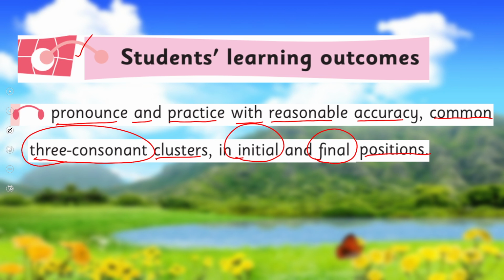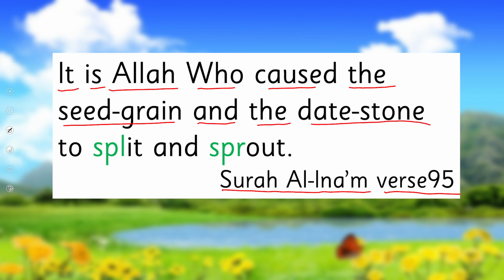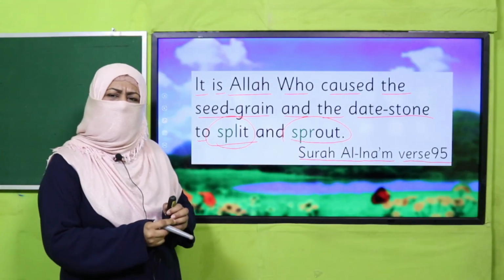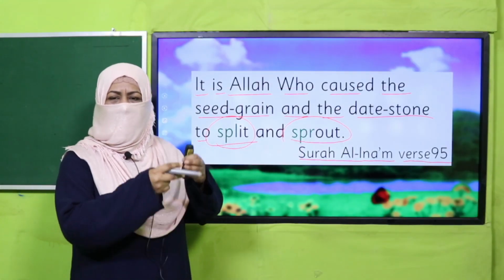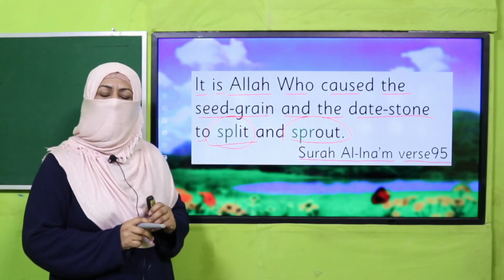Let's start with the name of Allah subhanahu wa ta'ala. Allah mentions in the Quran, Surah Al-An'am, verse 95: It is Allah who caused the seed grain and the date stone to split and sprout. Yes, my dear children, what does this beautiful verse tell us? Have you ever thought, like from a seed, how the seed sprouts and it grows into a plant? Who does it? Allah subhanahu wa ta'ala.